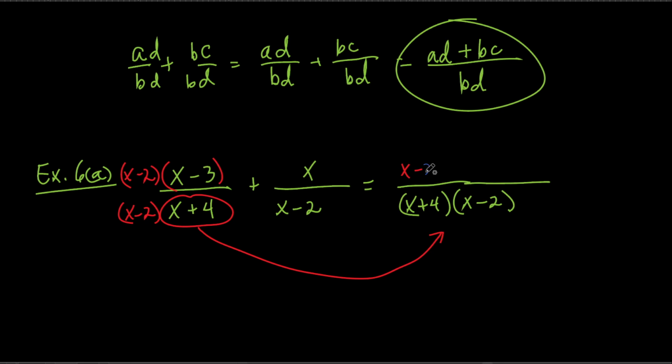So x minus 2 times x minus 3. So that's the first one. Now we do kind of the same thing to the second one. So put a plus right here. And now let's figure this out. What did we do to this in order to get to this? Multiplied by?